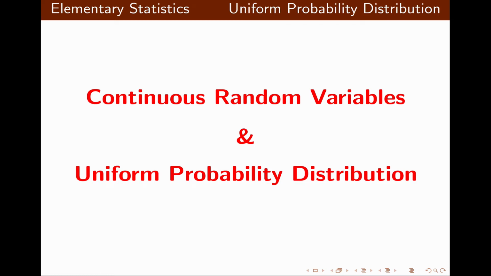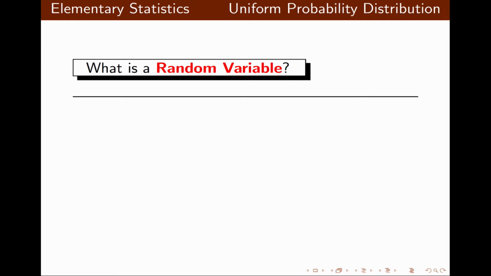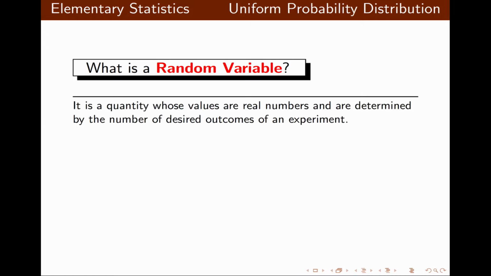Continuous random variables and uniform probability distribution. Let's begin by reviewing a few definitions. What is a random variable? It's a quantity whose values are real numbers and are determined by the number of desired outcomes of an experiment.